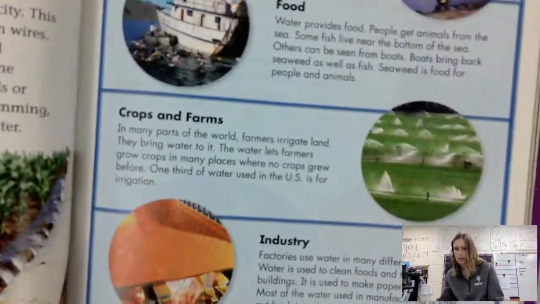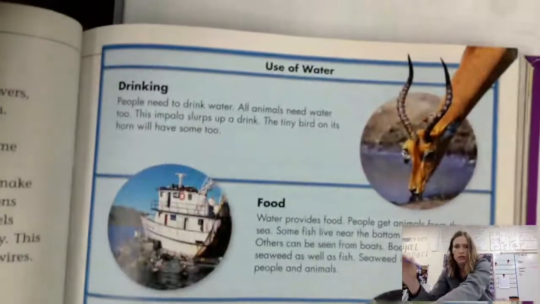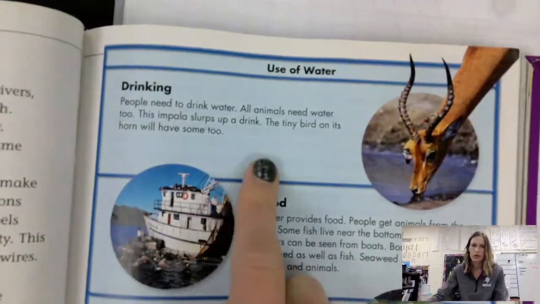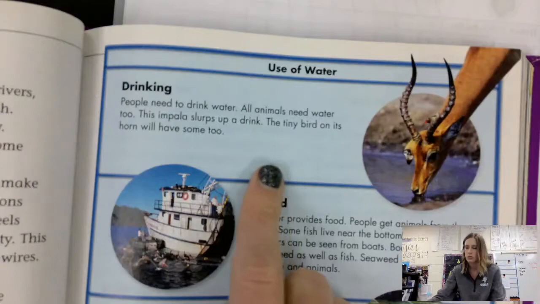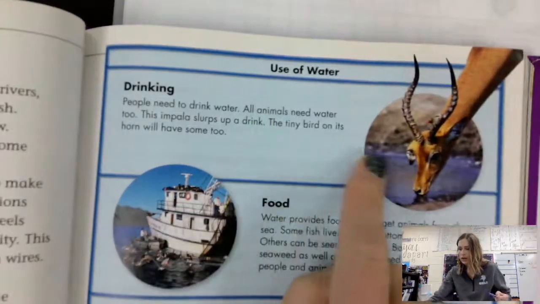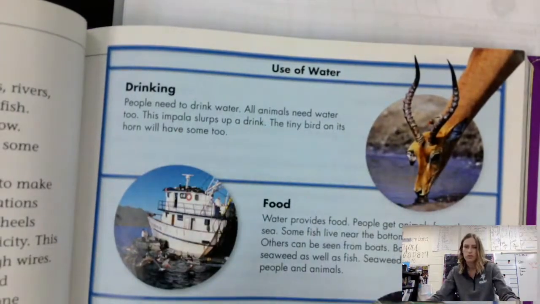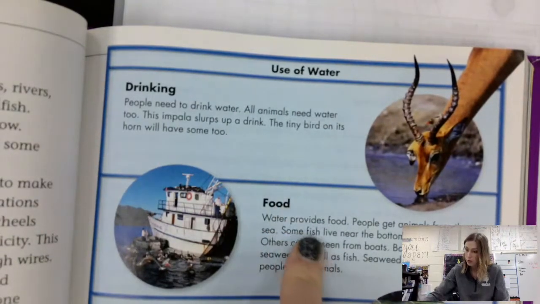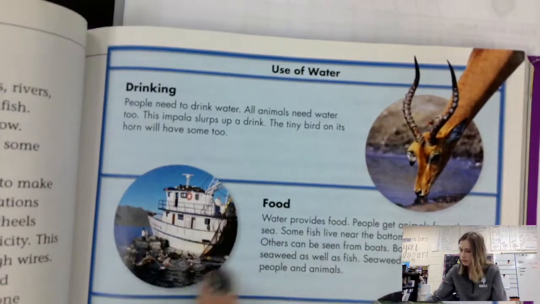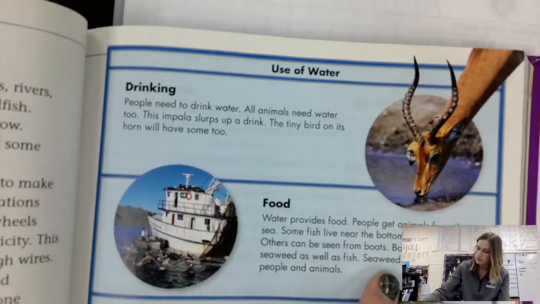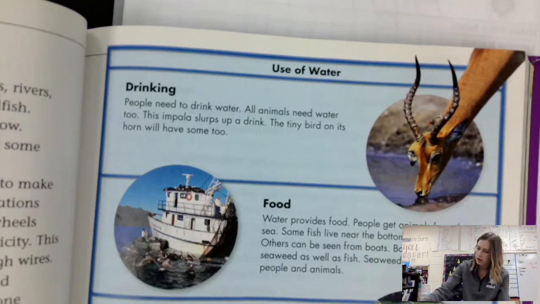So here you can see a chart that shows you some of those uses of water. Drinking, right? People need to drink water. All animals need water too. This impala slurps up a drink. The tiny bird on its horn will have some too. Then you have food. Water provides food, right? There's a fishing boat. Seaweed can sometimes bring food as well.